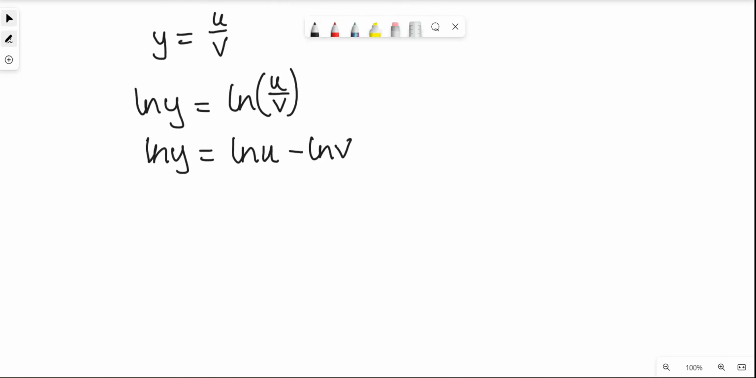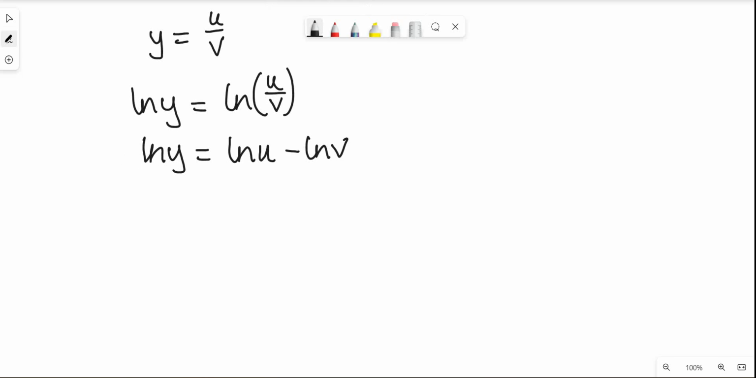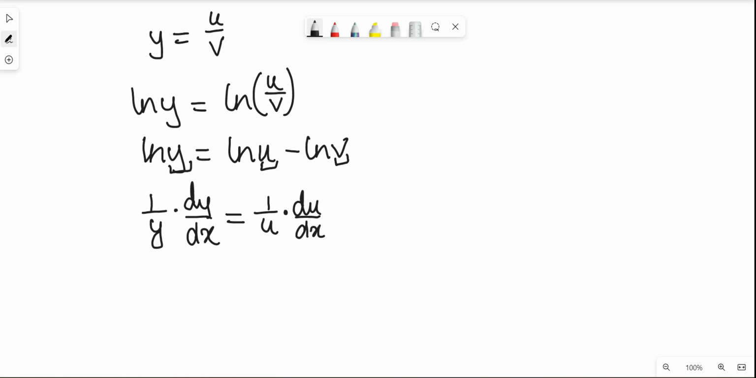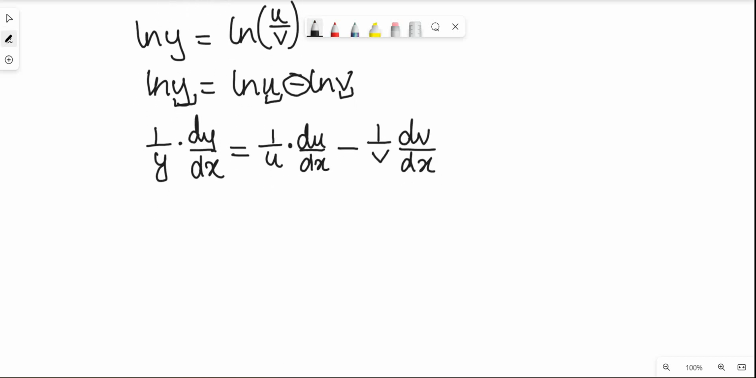And now we take the derivative with respect to x, and we get, by the chain rule, 1 over y times the derivative of the inside, which is dy by dx, which is equal to ln of u is 1 over u du by dx, by the chain rule again, the derivative of the inside, and ln of v, don't forget my negative sign, so it's negative 1 over v dv by dx.